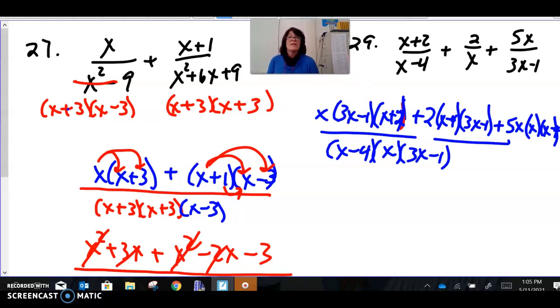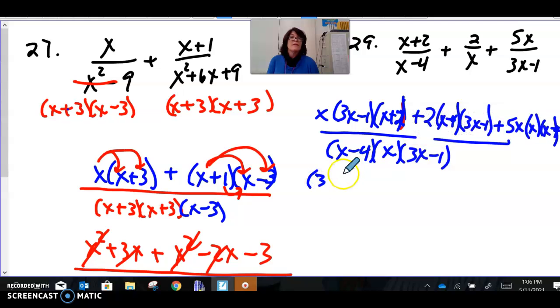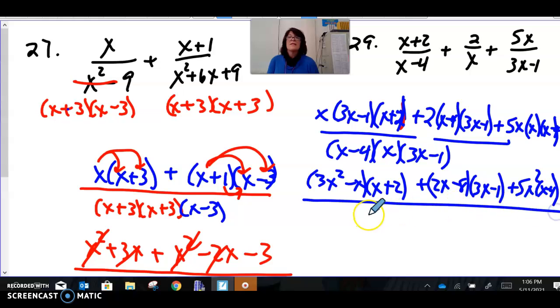Okay, let's FOIL this. I'm going to take x through first, making it 3x squared minus x. Still going to have to take that yet, times x plus 2. I'll take 2 through and make it 2x minus 8. I'll still have to take that times 3x minus 1. Here I have a 5x squared times the x minus 4. Come back and finish this with the second video.